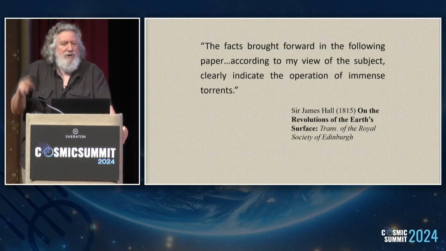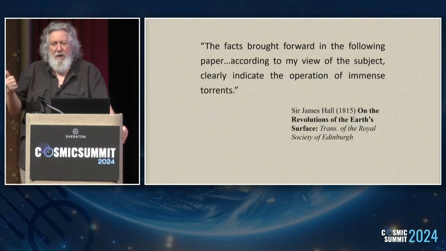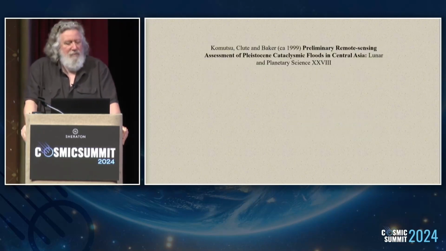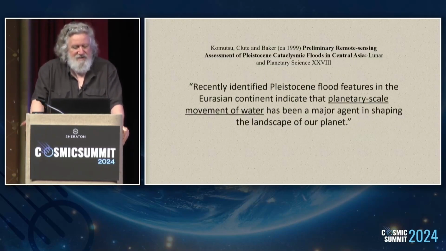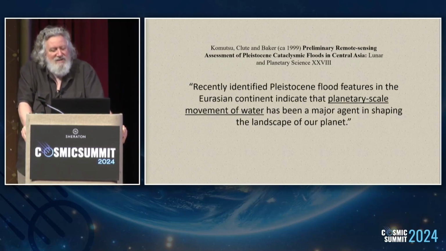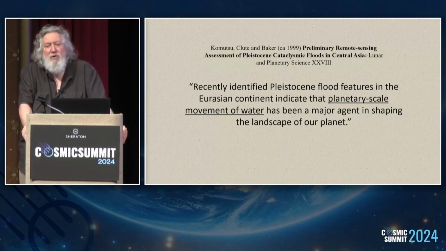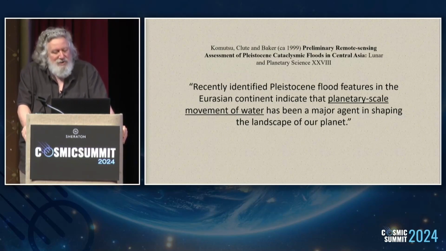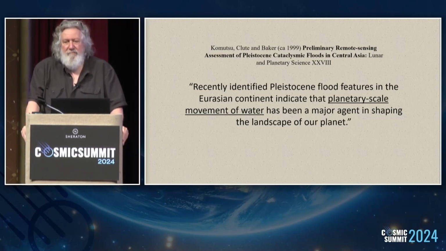Now let's fast forward to 2 of the most prominent paleohydrologists in the field working today, one American, one Russian, Baker and Komatsu. From 1999: "Recently identified Pleistocene flood features in the Eurasian continent indicate that planetary-scale movement of water has been a major agent in shaping the landscape of our planet." Let that sink in. Planetary-scale movement of water.